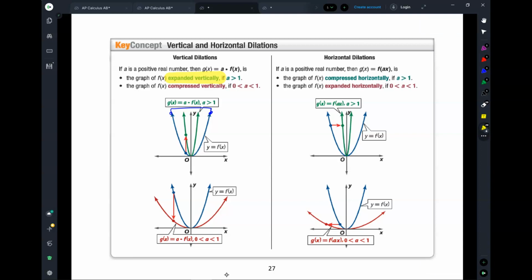And then when I hold and press down, what will happen? It'll bulge at the bottom and it'll look like the red, right? That we say is compressed vertically. So both of these together are called a vertical dilation, and it's either expanded vertically or compressed vertically, right? Expanded, compressed.